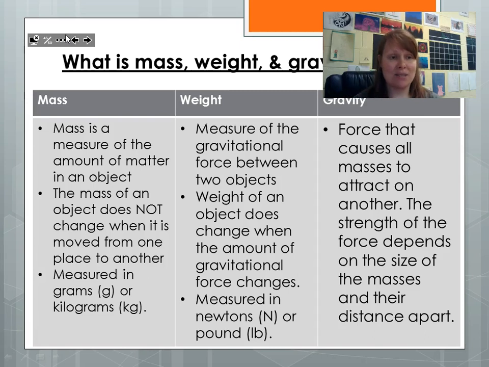When we talk about mass and weight, remember we even said that that changes depending upon where you live in our world. Here in the United States, we use what is called the American Standard or the English Standard way of measurement, where we actually say we weigh a certain amount, whereas if you went to Spain, they tell you what their mass is. They do not take into account gravity that's pulling on your object yourself. They're just looking at mass. And then gravity is the force that causes all masses to attract one another, and the strength of the force depends on the size of the mass and their distance apart.